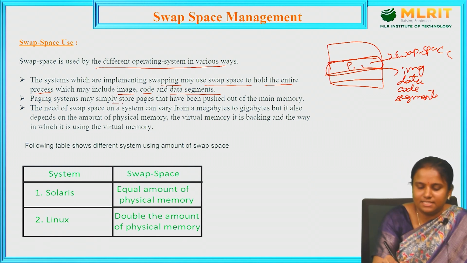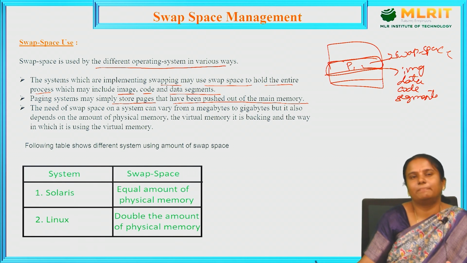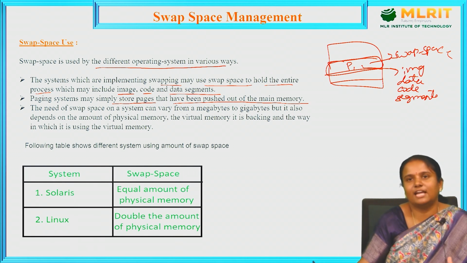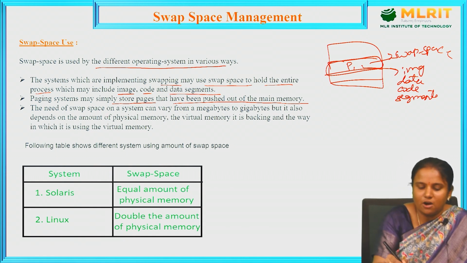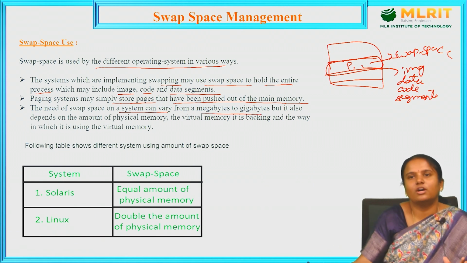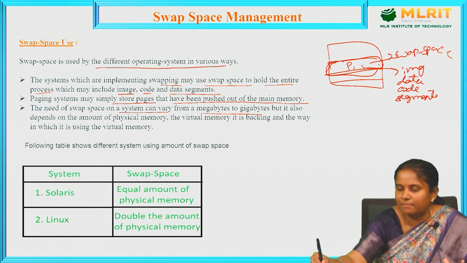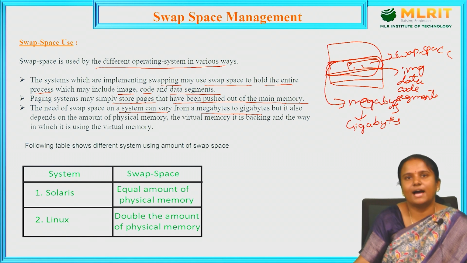Paging systems may simply store pages that have been pushed out of the main memory. So the pages which are placed in the main memory will be pushed out from the main memory by using this paging system. This is one of the uses of swap space. The need for swap space on a system can vary from megabytes to gigabytes, so the size of the image or data may range from megabytes to gigabytes.